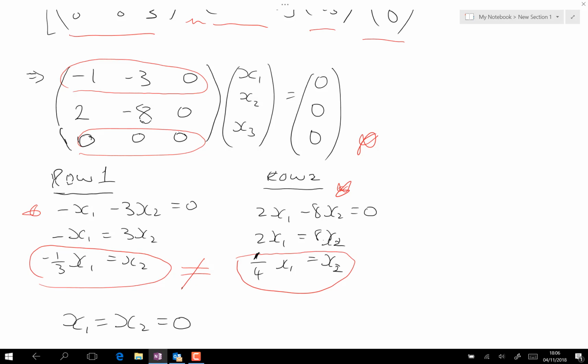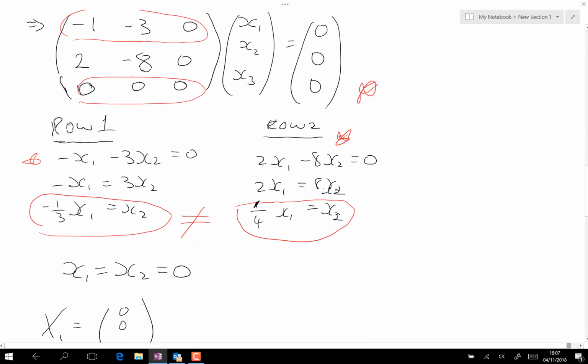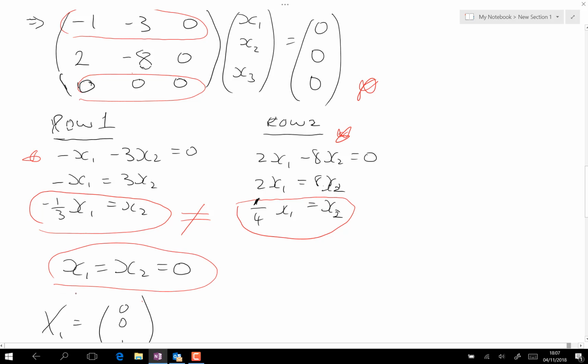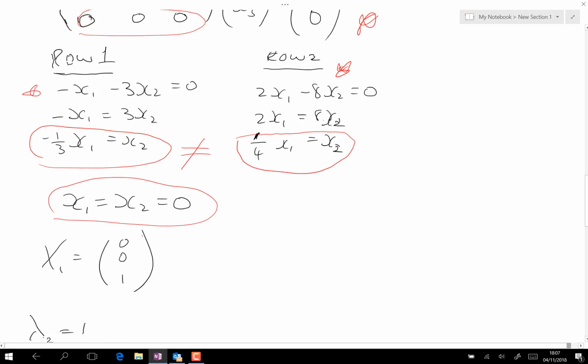Well, it's a little bit easier in this case because this final column, column 3, they're all 0. So we're only really looking at the minus 1, the minus 3, and then the 2 and the minus 8. We can see they don't have the same relationship. Minus 1 and minus 3, well, they're out by a factor of 3. That's not the case with the 2 and the minus 8. So what it really means is that this can only be true if x1 and x2 are 0. Then of course a quarter of 0 will equal 0, and minus a third of 0 will indeed equal 0. So we have to watch out for these things.